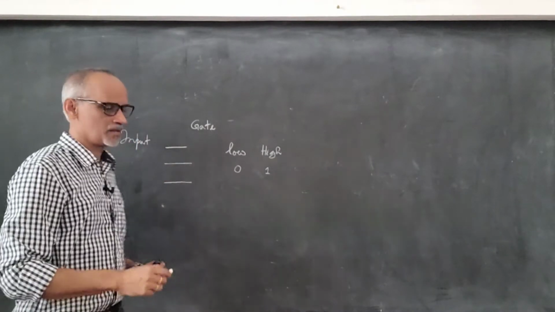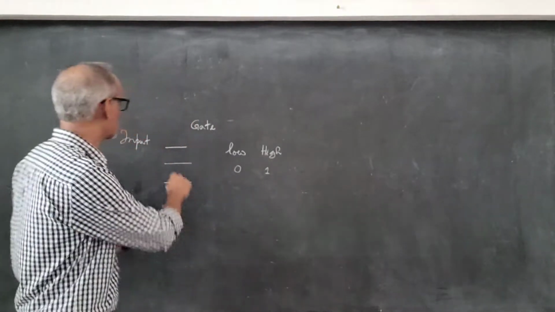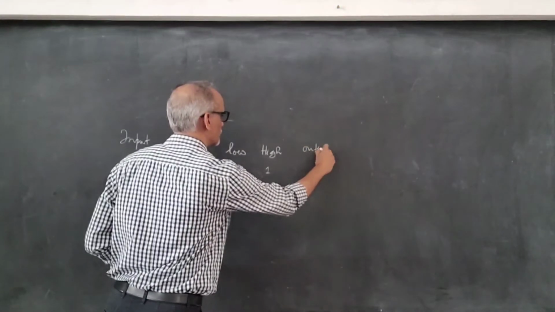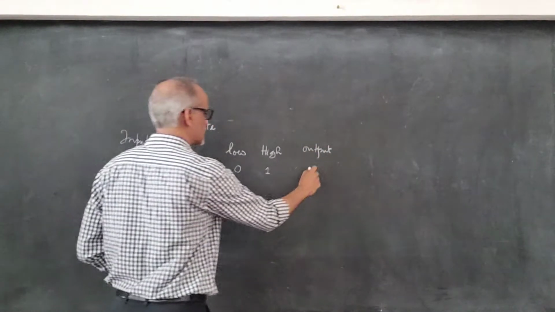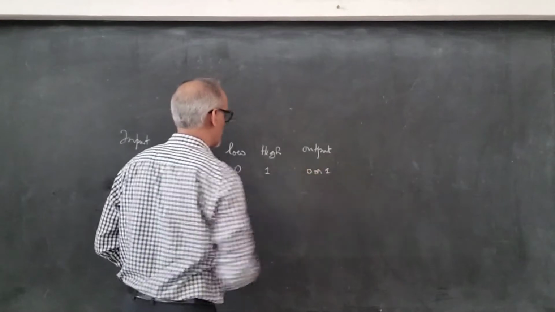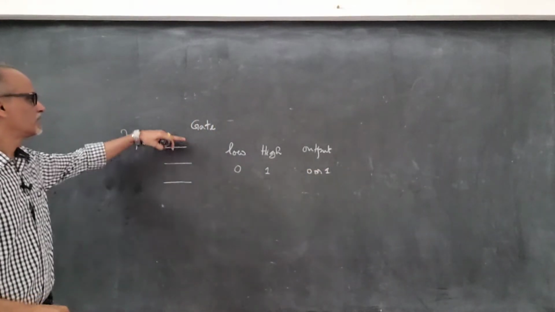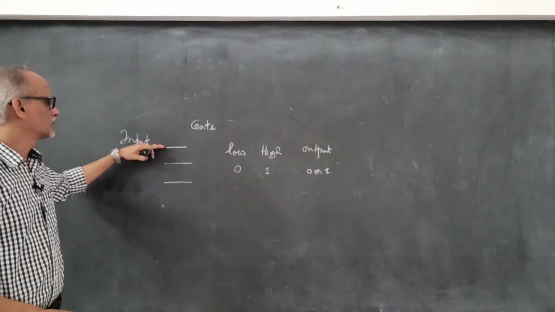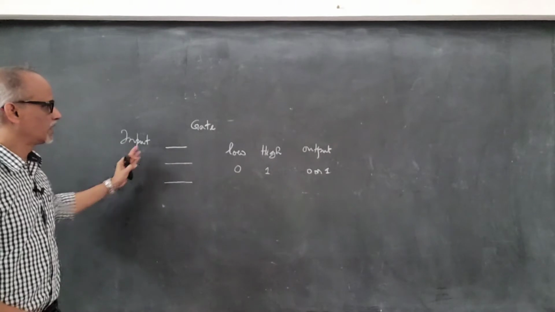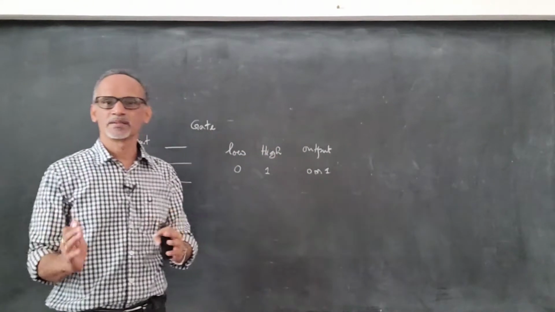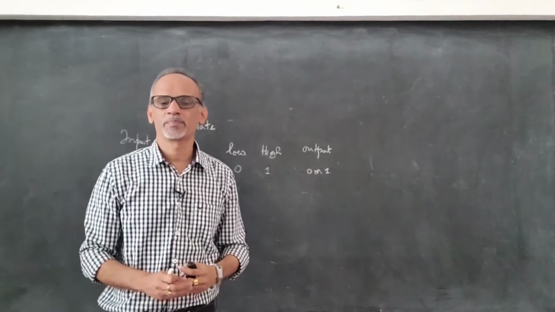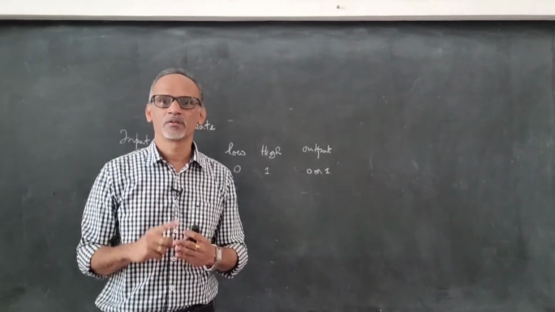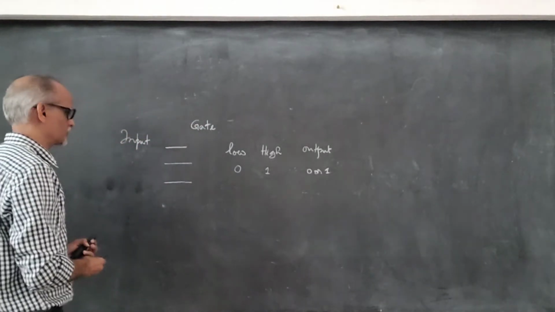And there will be one output. For many inputs there will always be only one output. The output will be either 0 or 1. So in every digital circuit, in a gate, there will be a minimum of one input, one or more, and the output will be only 1, and it performs a certain logical operation. The logical operations, as I mentioned, are logical addition, multiplication, or logical inversion.